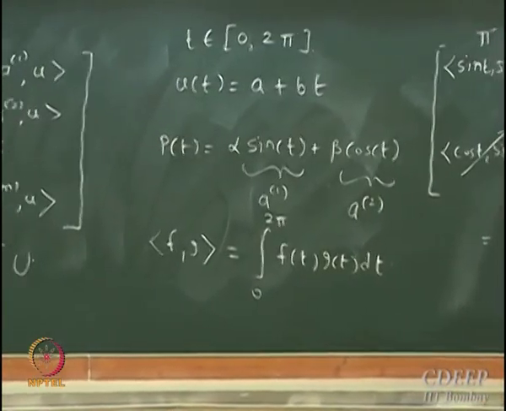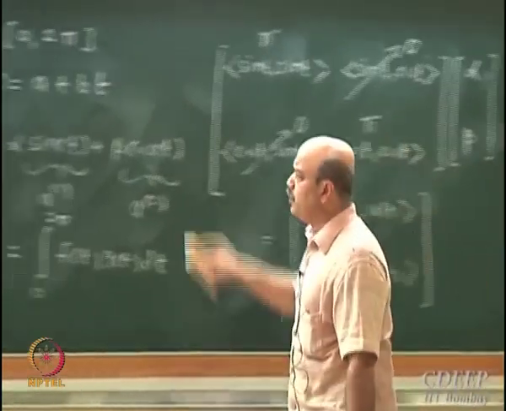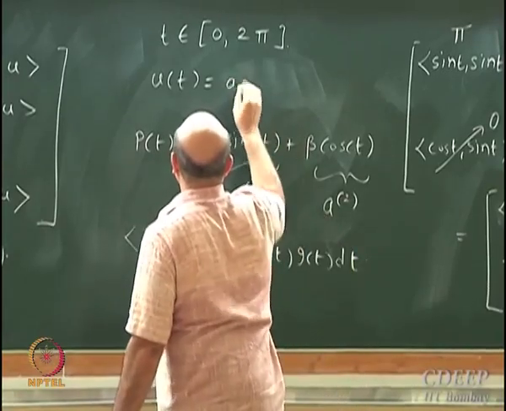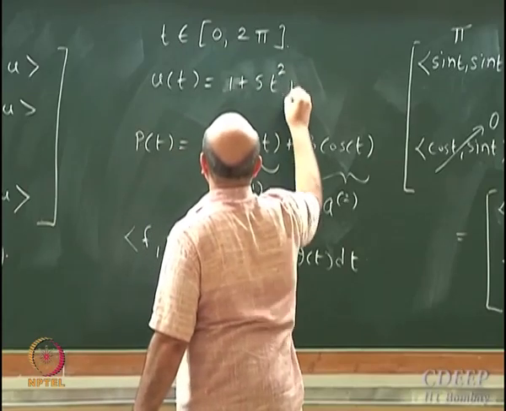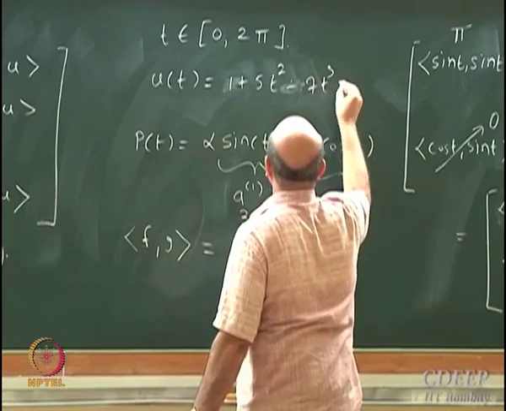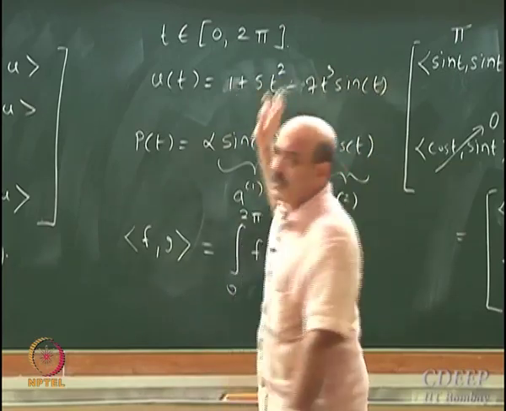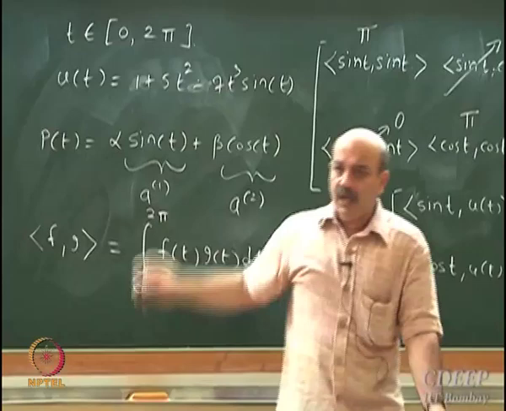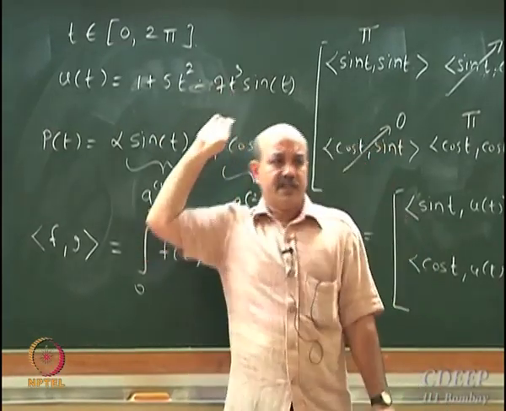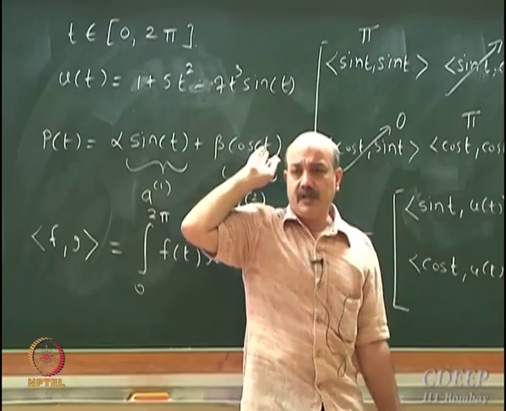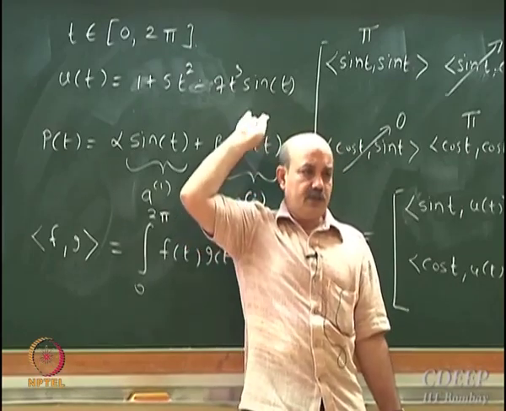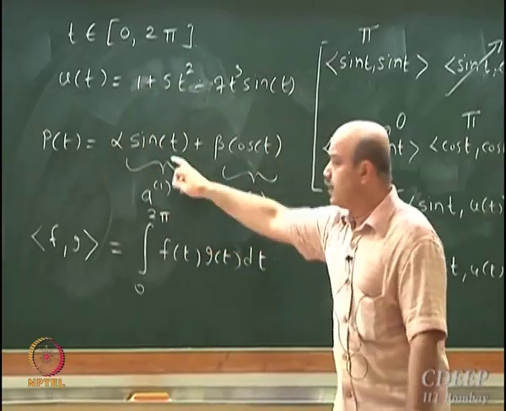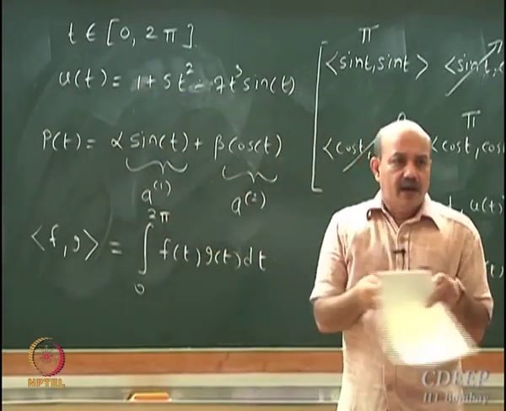It need not be this kind of function. I can take, for example, u(t) to be any other complex function. I could take this as 1 plus 5t squared minus 7t cubed sine t. Let's say this is my function. Doesn't matter. This is a function in the set of continuous functions over 0 to 2 pi. I want to find the best approximation to this function using sine and cos.